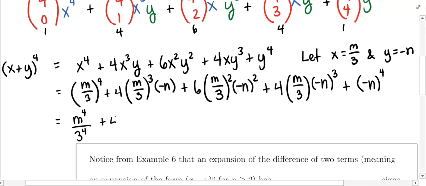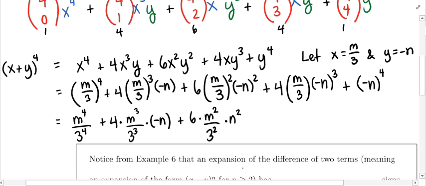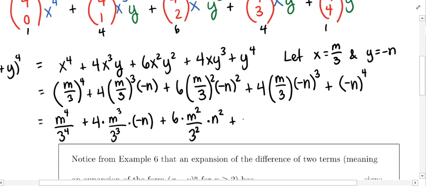Plus, in the next term, the 4 is hanging out front. We're going to raise the m to the third power, and then we're going to raise the 3 to the third power. This is going to be times negative n, plus 6 times m squared over 3 squared. And then we're multiplying it by negative n squared. The negative sign is being squared, so negative times negative will be positive, and then we'll have n squared, plus 4 times m over 3.